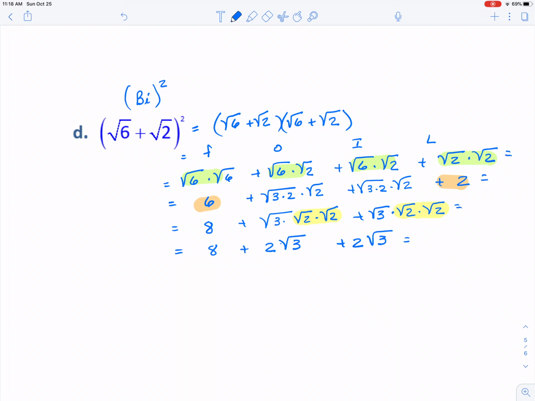And I see one final thing I can do here. These two terms both have exactly the same radicand with the same index. So these 2's are going to add, and that square root of 3 is going to hang out there on the end. And that looks like our final answer.